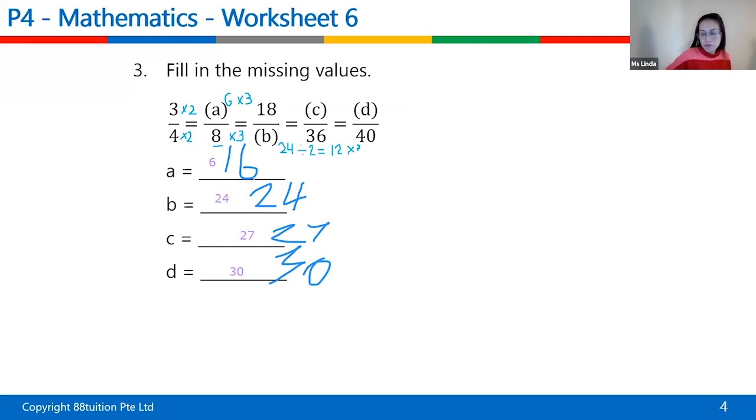What can I write? Okay. There's something wrong with my mouse. Okay, so here 18 divided by 2, you get 9. So 9 times 3, you get 27. Both of you should get 27.